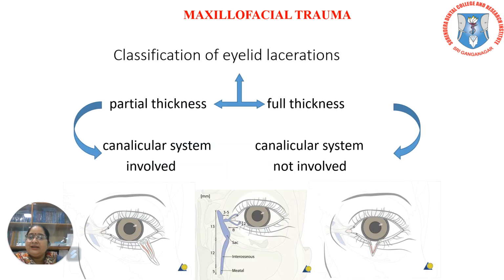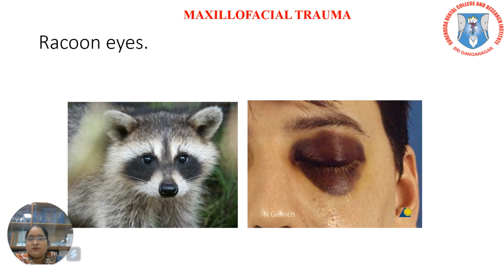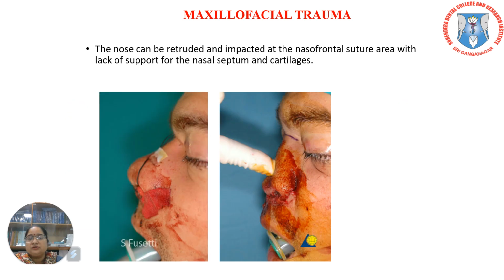See this picture, we can see the circumorbital ecchymosis and redness in the eyes and laceration over the nasal area. We can check for eyelid lacerations. It can be partial thickness or full thickness lacerations, and the canalicular system may or may not be involved. Then raccoon eyes are common for Le Fort 2 or 3 fractures.